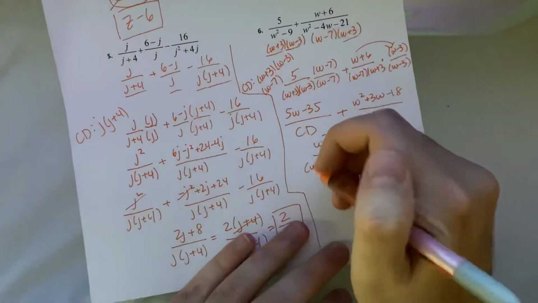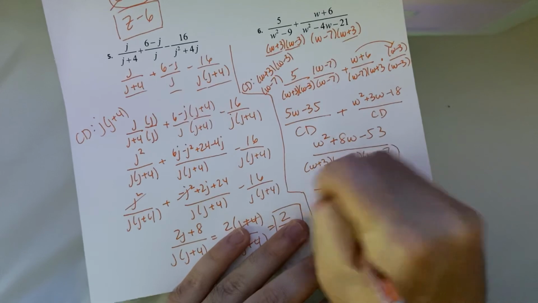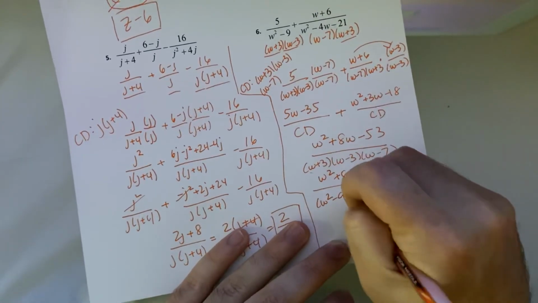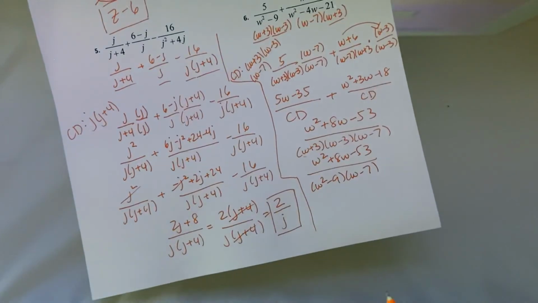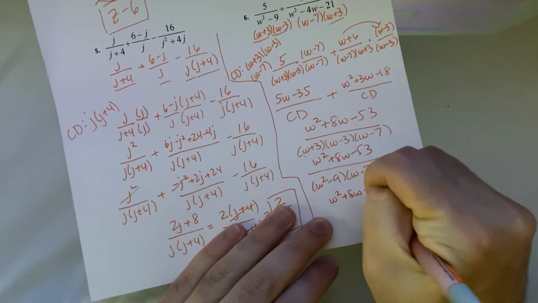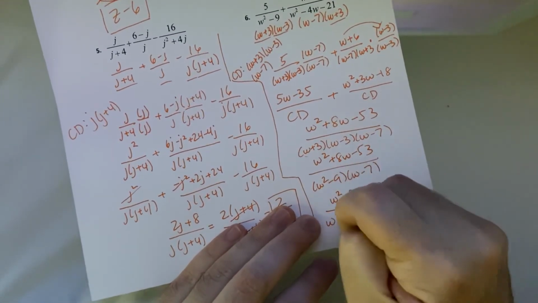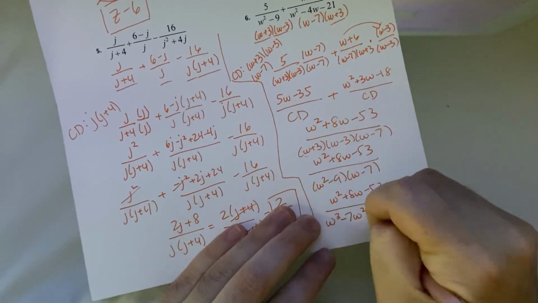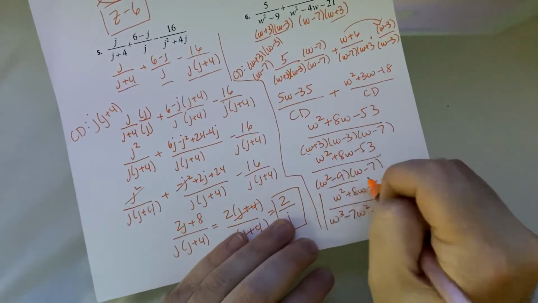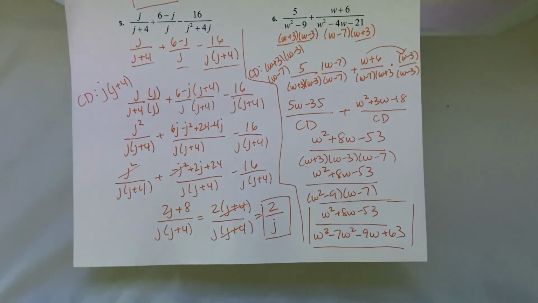So what we have to do is multiply out our denominator. We know that these two together is w squared minus 9 multiplied by w minus 7. That'll be w cubed. So w squared plus 8w minus 53 over w cubed minus 7w squared minus 9w plus 63. And that is my combined fraction, and that is all for 6.4.